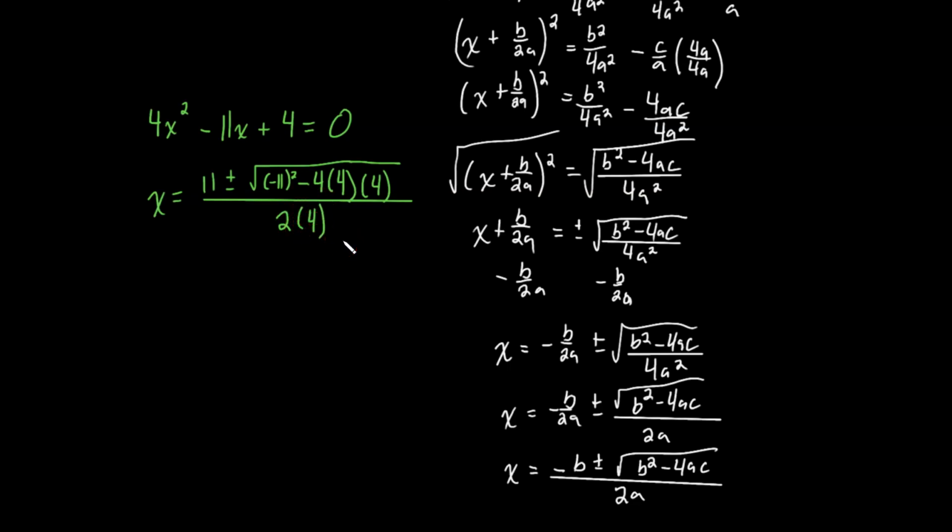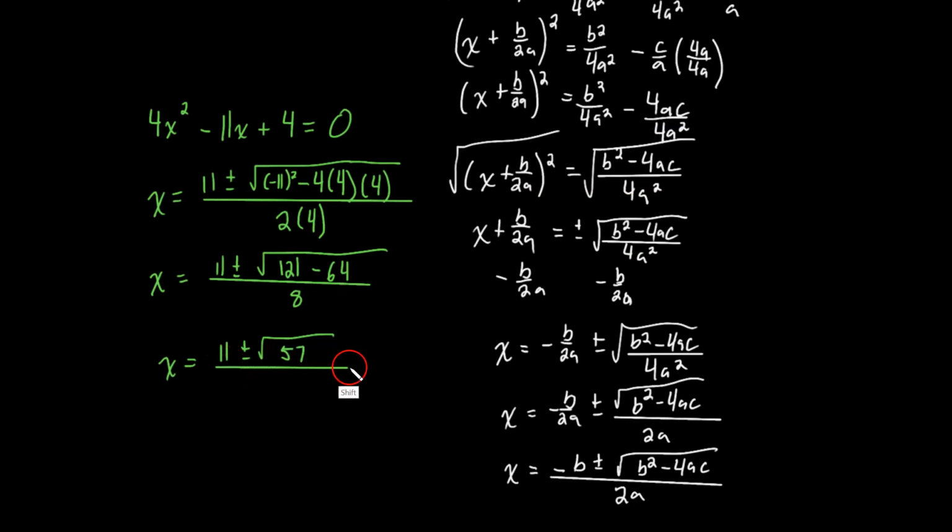Now we need to just go ahead and simplify this. So this is going to give us 11 plus or minus the square root of negative 11 squared, that's 121, minus 4 times 4 is 16, times 4 is 64, so minus 64. All of that over 8. So x is equal to 11 plus or minus the square root of 121 minus 64. That's going to give us 57, the square root of 57, and that whole quantity over 8.